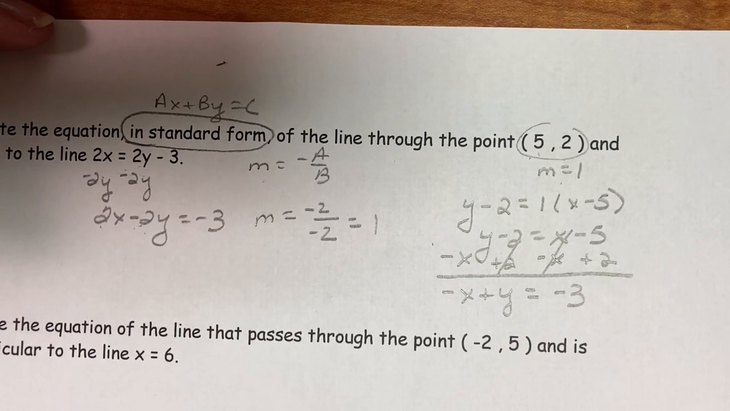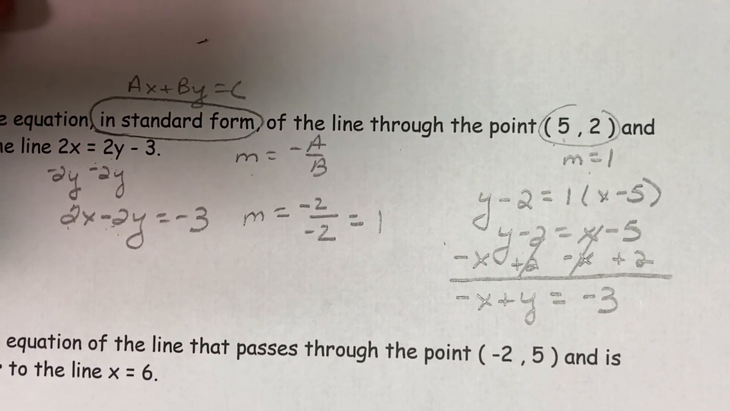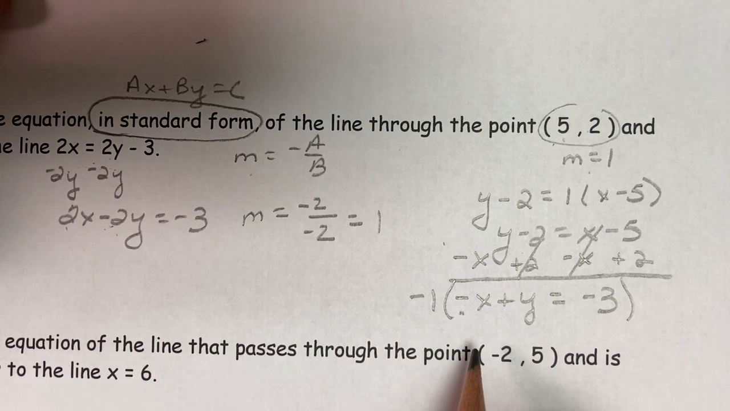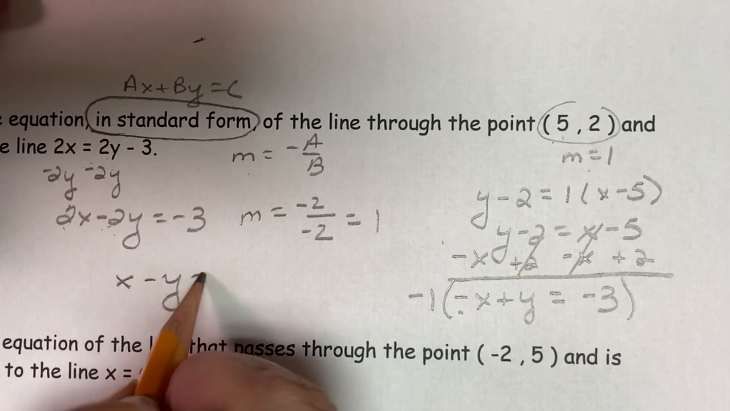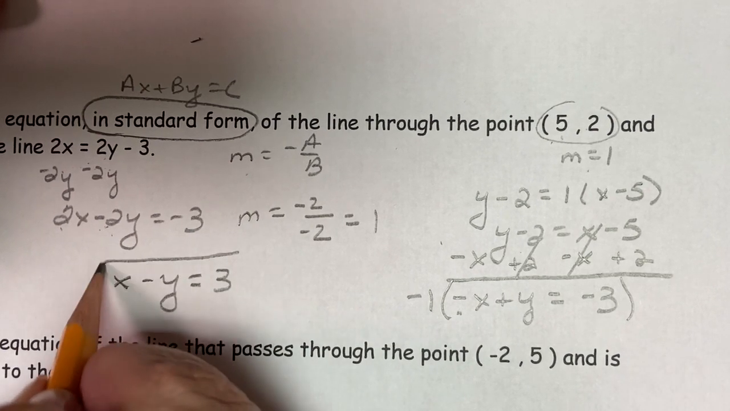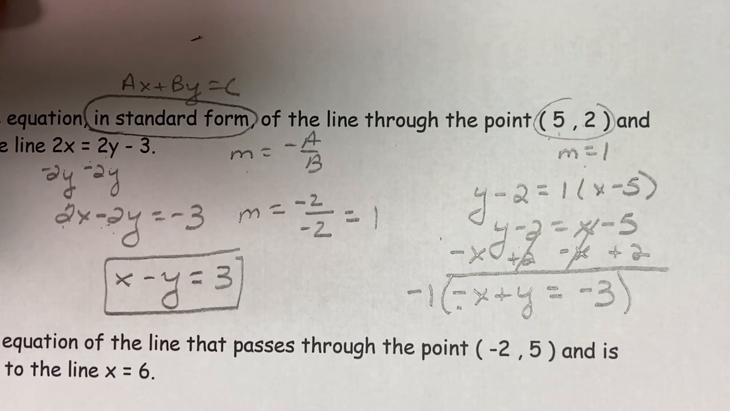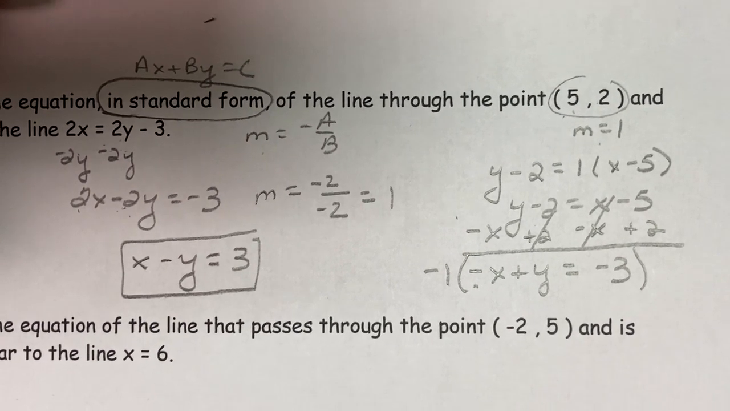Remember, I also told you in standard form, we don't want any fractions. Well, we're good to go there. But we also don't want a negative a. And in this case, we have a negative a. We have this negative sign sticking out in front. We don't want that. To get rid of that, we're simply going to multiply through by negative 1. So that's going to give me x minus y is equal to positive 3. And there's our equation of our line that we wanted. Okay, so it's a lot of work.